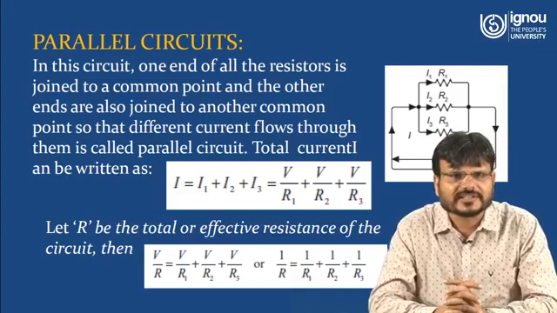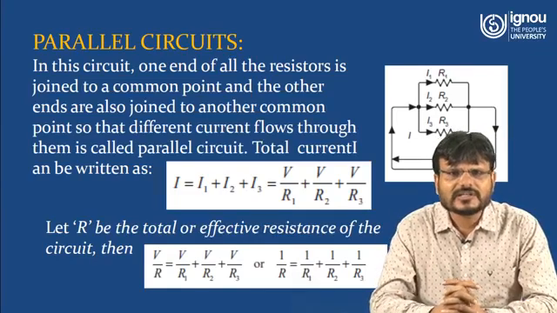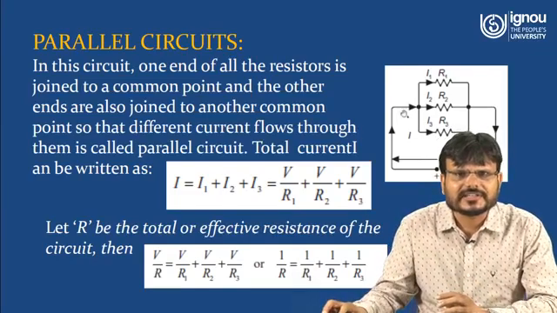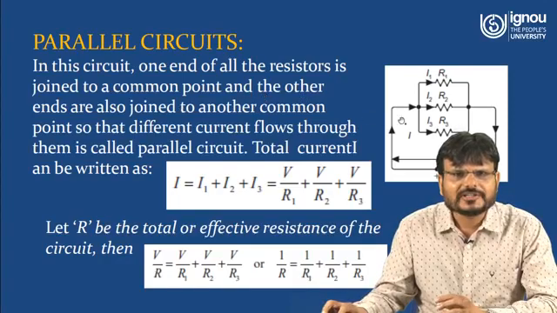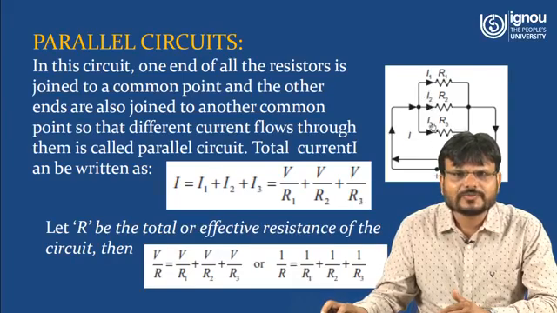Next is the parallel circuit. In this circuit, one end of each resistor is connected to a common point and the other ends are also joined to another common point. So different currents flow through them, and this is called a parallel circuit. The total current I can be written as I1 plus I2 plus I3. So this is the voltage V applied across this circuit, and the resistances R1, R2 and R3 are connected in parallel.